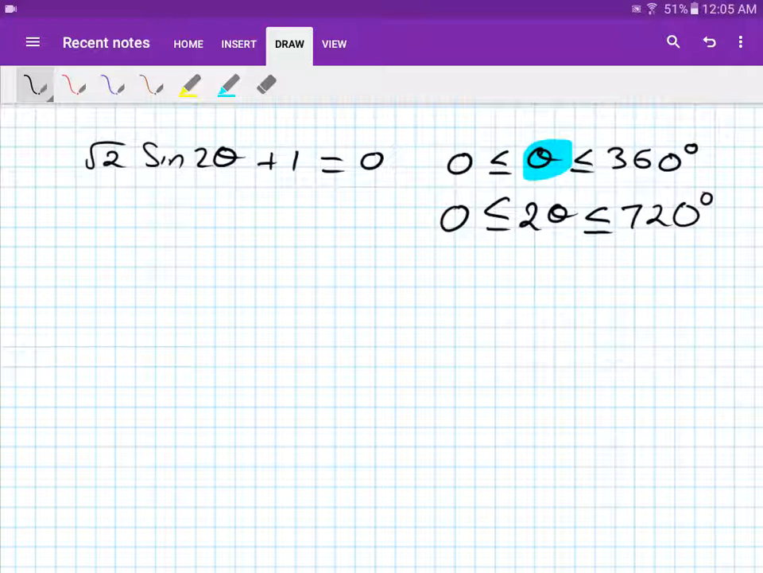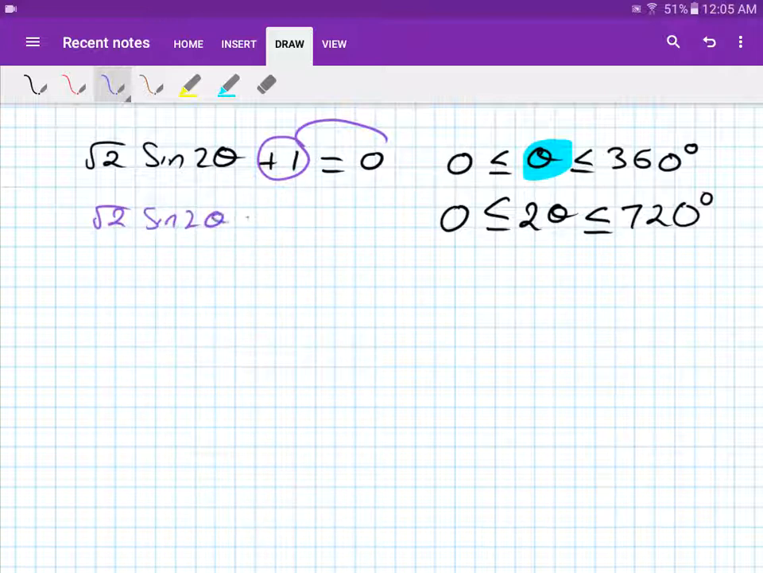Then I'm going to find out what sine 2 theta is. To do that, I move the 1 to this side, so root 2 sine 2 theta is equal to negative 1. Sine of 2 theta equals negative 1 over root 2. Now we draw a diagram to find out what quadrant they are.